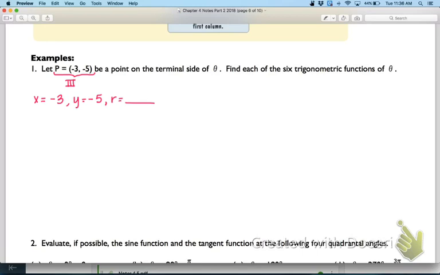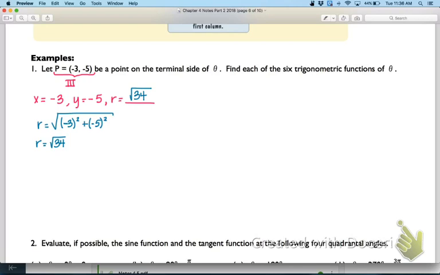And so the way that we're going to do that is r is equal to the square root of x squared plus y squared. So in this case, r is going to be equal to the square root of 34. And again, r is always positive. You don't need to worry about a plus or minus or anything like that. r is always going to be a positive value.